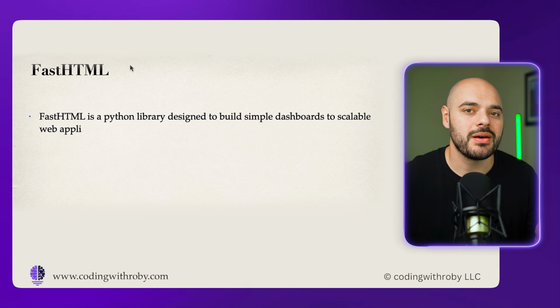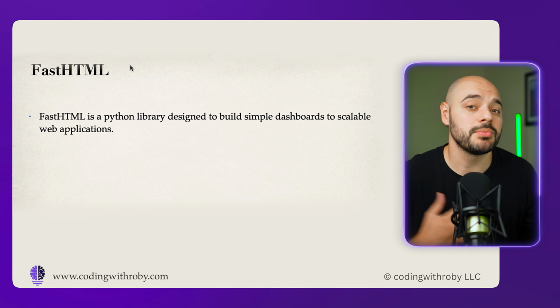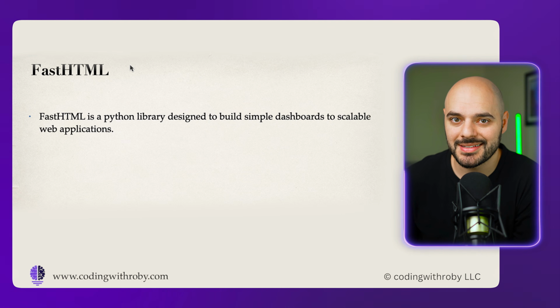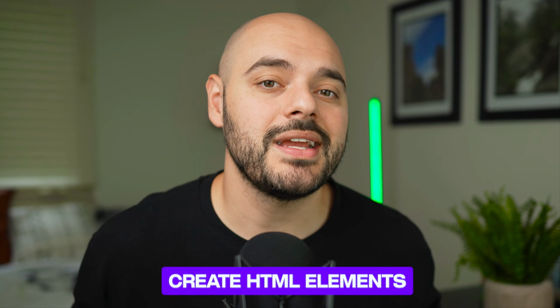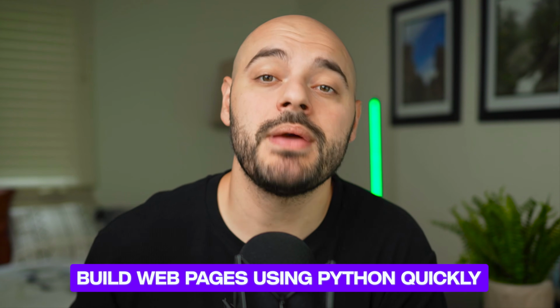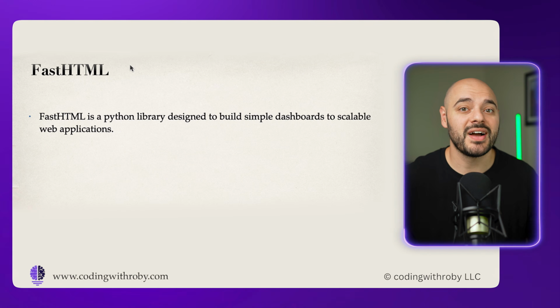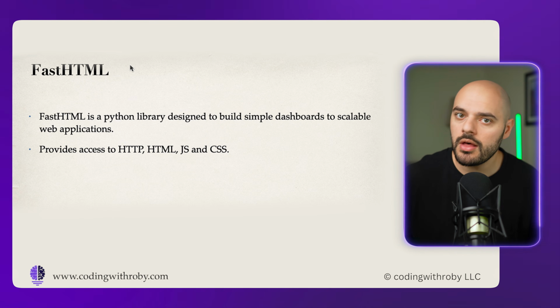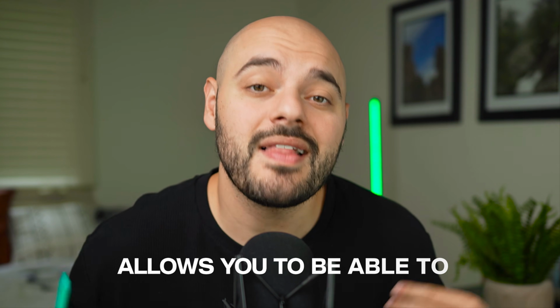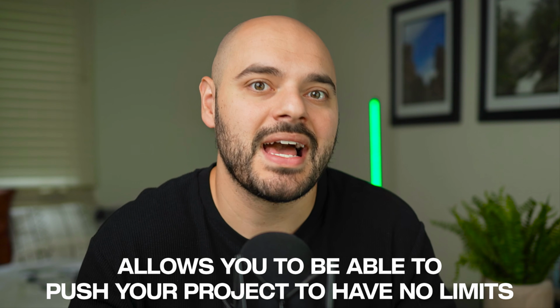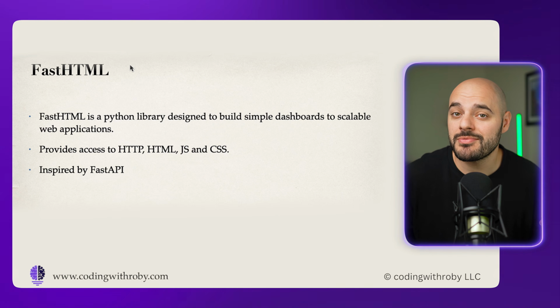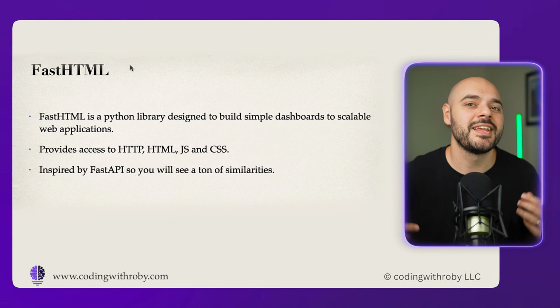So FastHTML is a Python library designed to build simple dashboards to scalable applications in minutes. It provides a declarative way to create HTML elements that allows you to build web pages using Python quickly. And that's really cool. FastHTML provides access to HTTP, HTML, JavaScript, CSS, and really allows you to push your project to have no limits. FastHTML was inspired by the development of FastAPI. So you'll see a bunch of similarities to that if you're familiar with FastAPI. But FastHTML was built on top of Python, Starlette, Uvicorn, and HTMX.